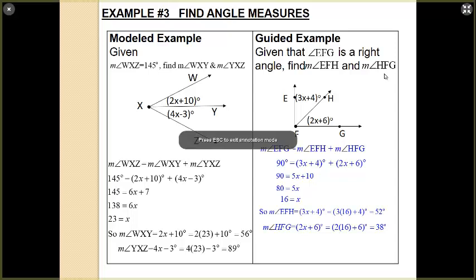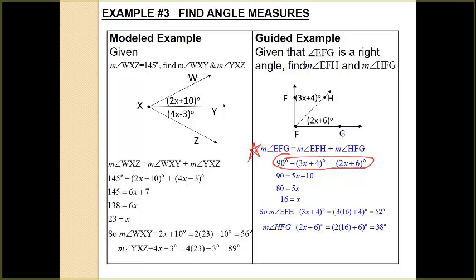So all we're doing, again, is using the angle addition postulate, adding the two angles 3x plus 4 and 2x plus 6 together, solving algebraically, and getting x is equal to 16. Once you do that, you take this and plug it in to each one of the x's that you see to get your 52 degrees and 38 degrees as your answers. And that's it.